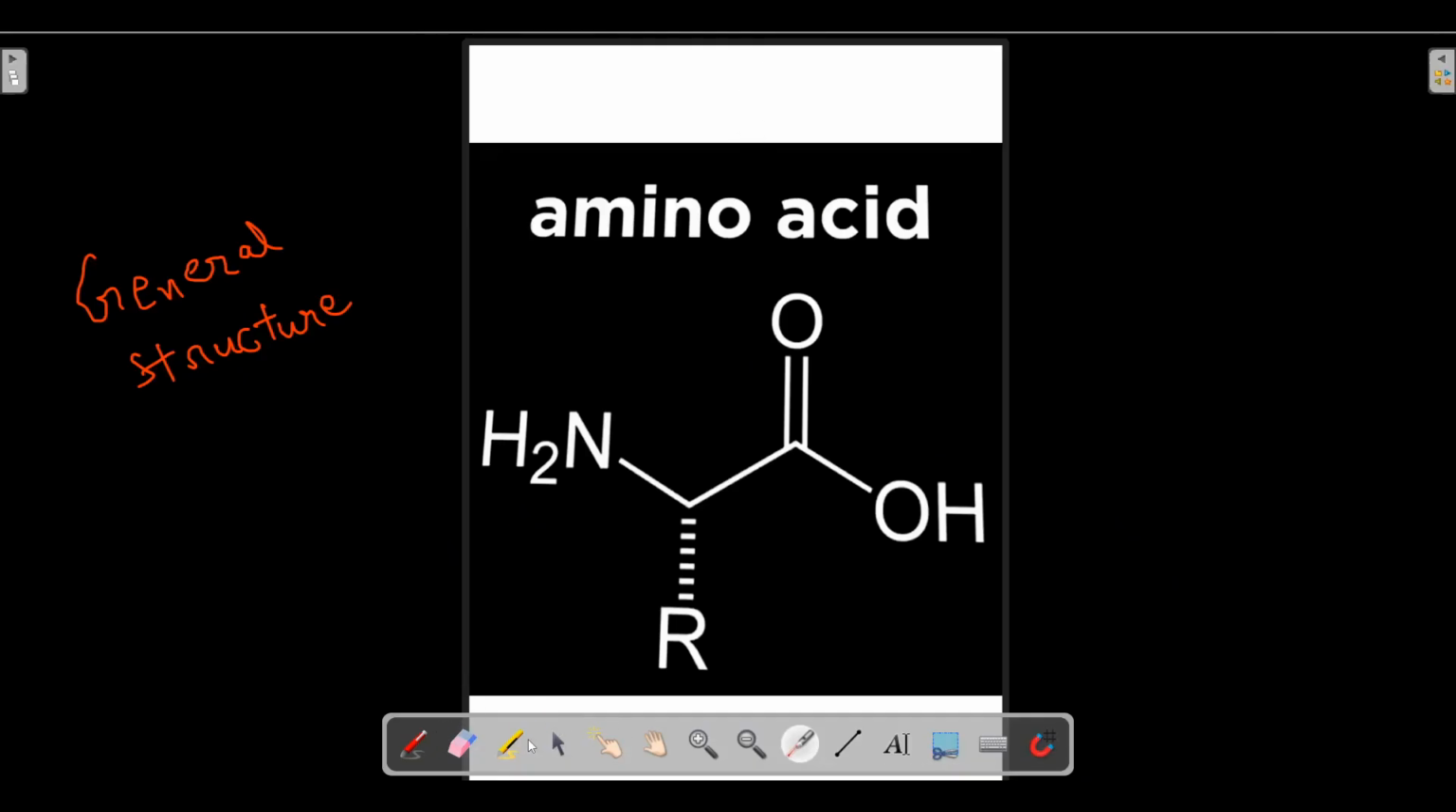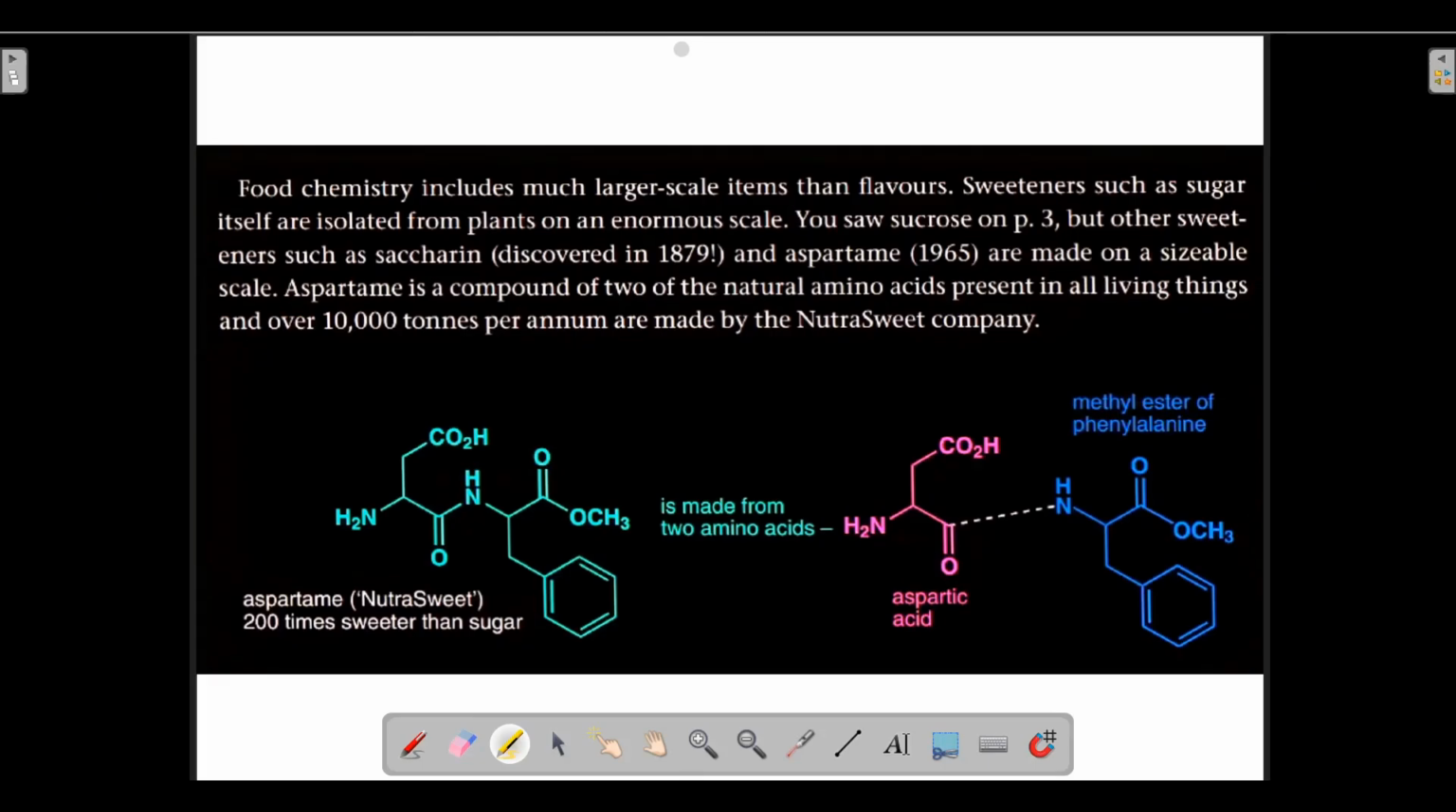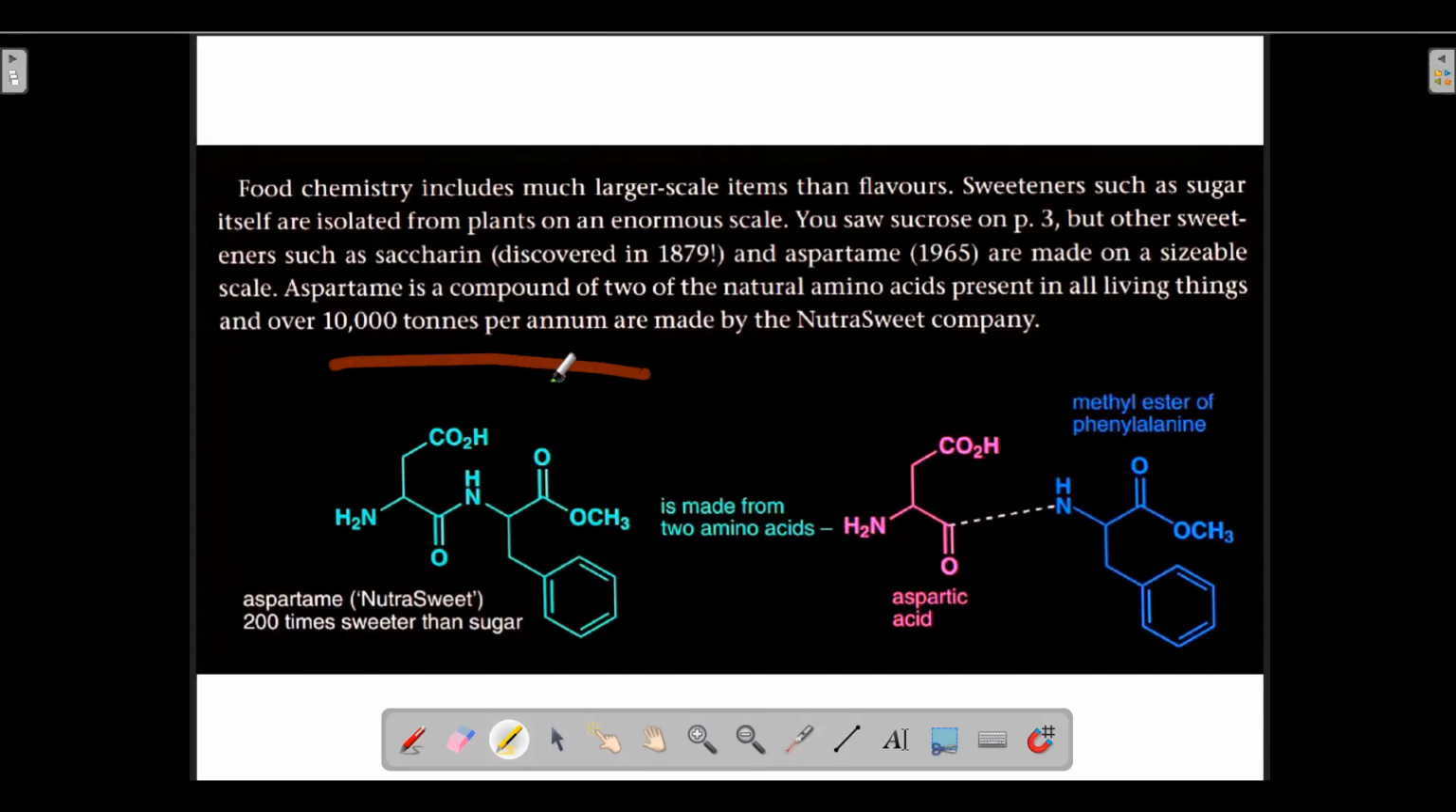For those of you who do not know what amino acids are, the general structure of amino acids has been given over here. This is how a general amino acid looks. You must know these very basic things. So over 10,000 tons per annum, that is 10 to the power 7 kilograms, are produced per annum, and the major player is the NutraSweet company.